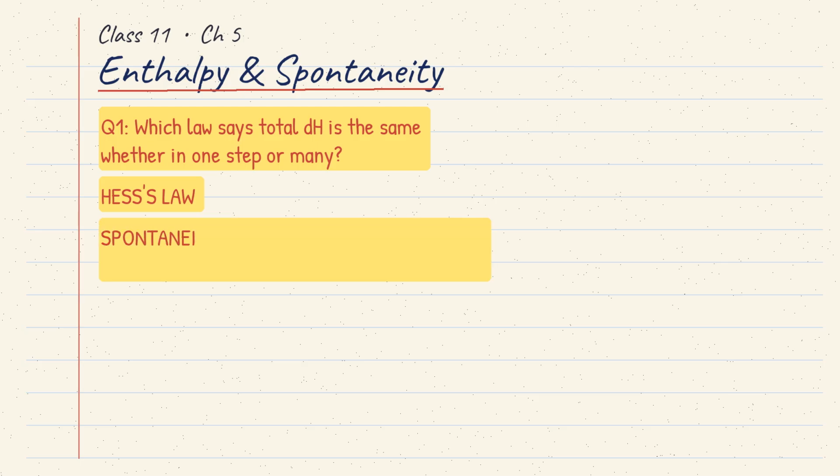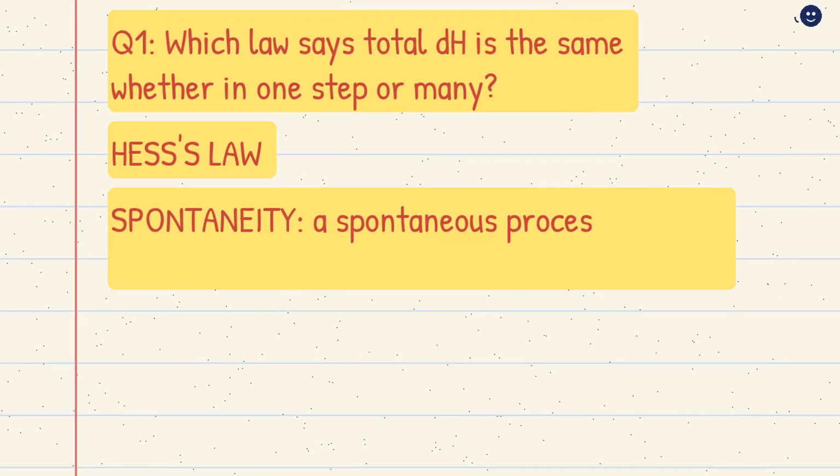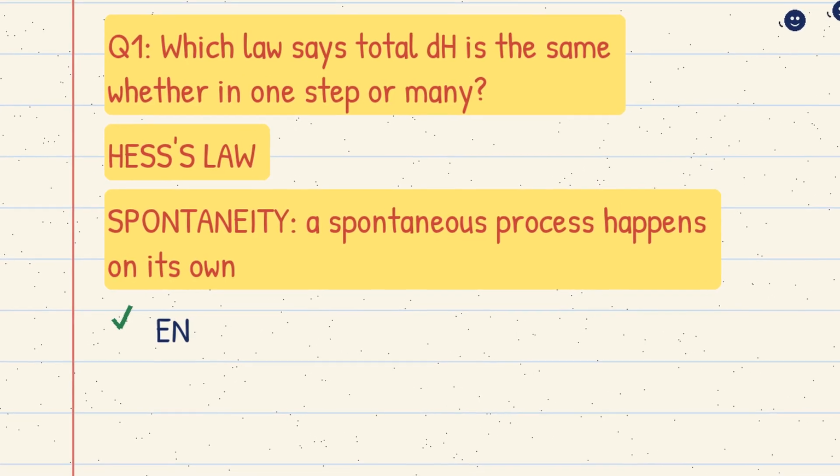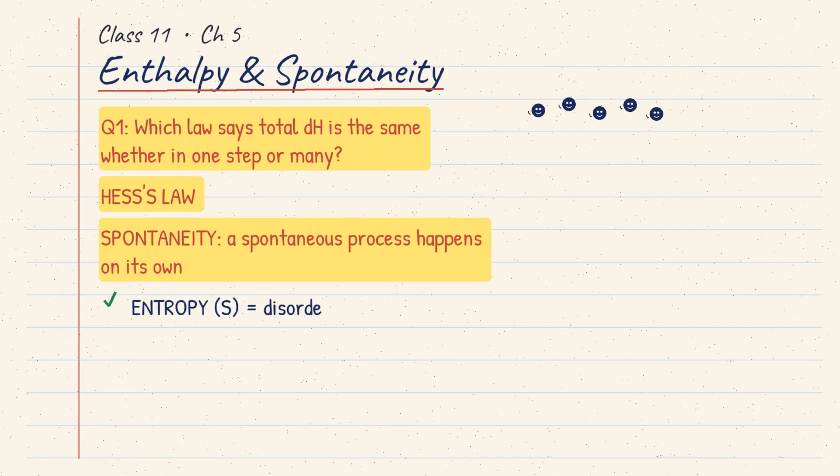Now, spontaneity. A spontaneous process is one that happens by itself, though it may need a small push to start. Entropy, S, measures disorder or randomness. An increase in entropy favors a spontaneous change. By the second law, the entropy of the universe always increases.